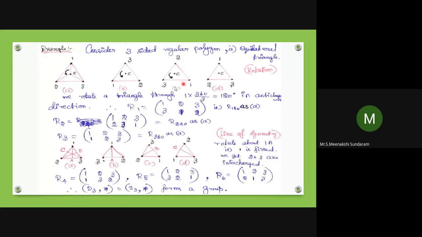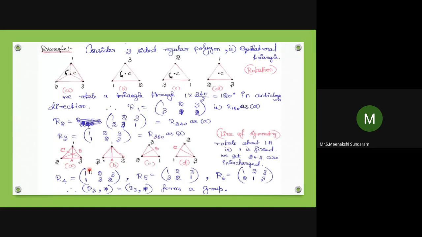Rotating again, check it with this: instead of 1 I get 2, instead of 2 I get 3, instead of 3 I get 1. So this is a 240 degree rotation. This is B, and this is C. Note how much we have rotated. So the value of R3 is a 360 degree rotation. This is called the rotation about the center point.